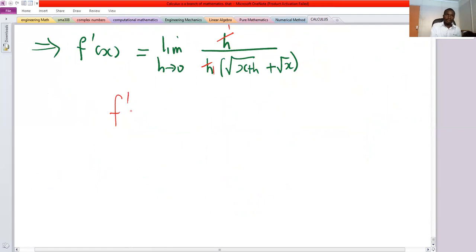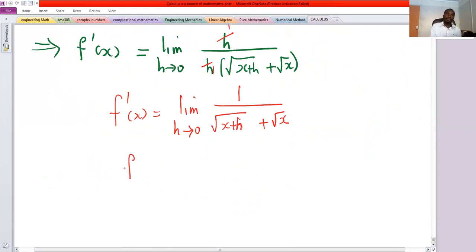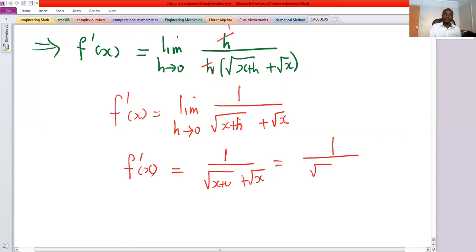So that f prime of x will be the limit as h approaches 0 of 1 over square root of x plus h plus square root of x. Now direct substitution works. So where there is h, put 0: 1 over square root of x plus 0 plus square root of x, which is 1 over x plus 0 is x. So this will be 1 over 2 root x.